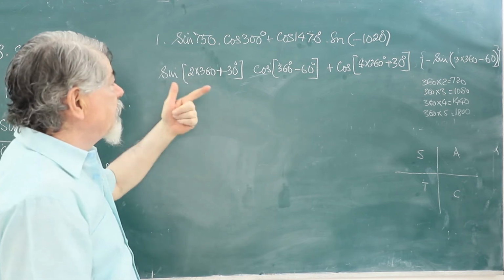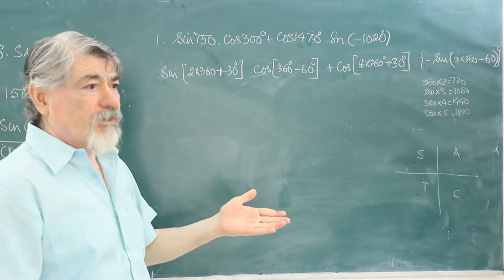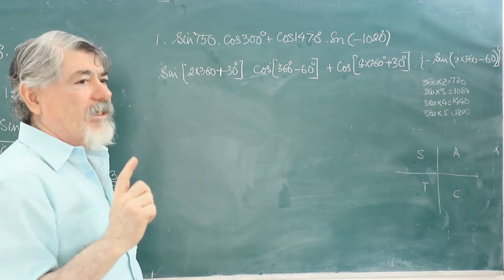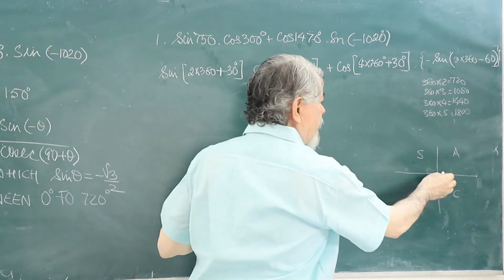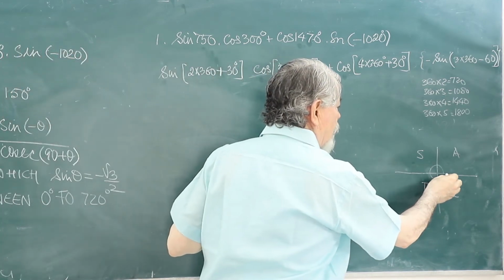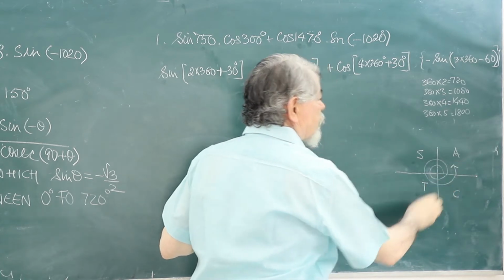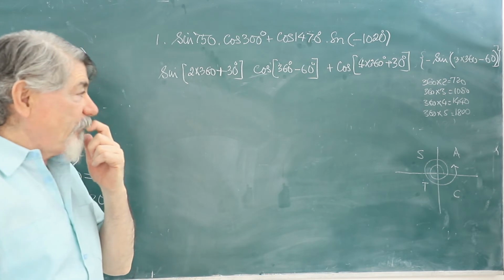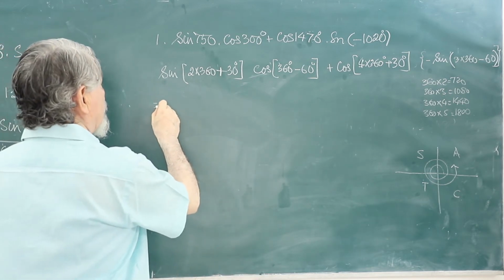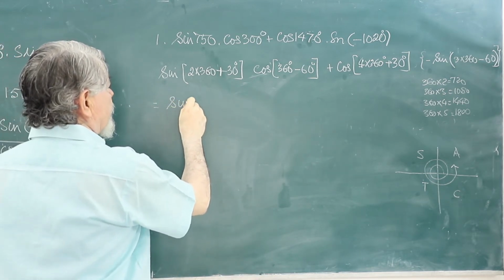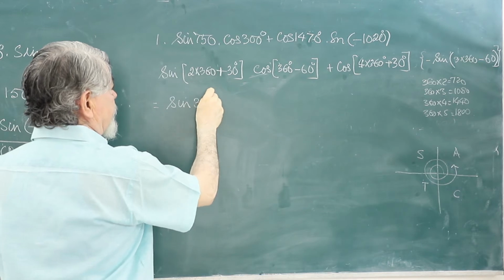2 into 360, it is falling in the first quadrant, because it will take 2 rounds. It will start from here, come here after 1 round, then again 2 rounds, and it will come into this. So it will fall in the first quadrant, where all are positive. So it will be sine 30.